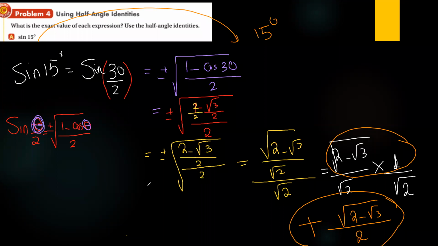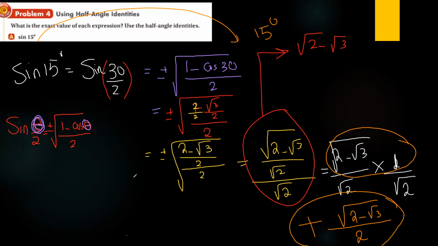Is it clear? Yeah. Shall I repeat it? Teacher, can you repeat the last part when you multiply it by 1 over square root of 2? What did you do here? Look at me here. Now, we have square root of 2 minus square root of 3 over square root of 2, divided by square root of 2.